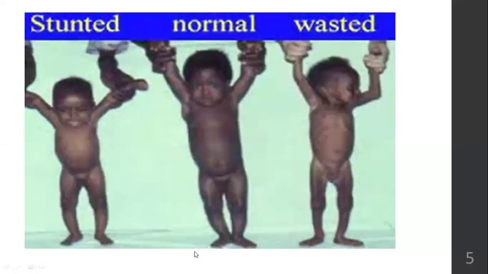And other types of growth retardation you can see, in which in some situations height is affected, in some situations height is not affected. This is a normal child. All these three kids are of the same age. In a stunted child you can see visibly the child is lighter, so the weight is also low, and the height is also low. The child is not catching up with the growth, right?